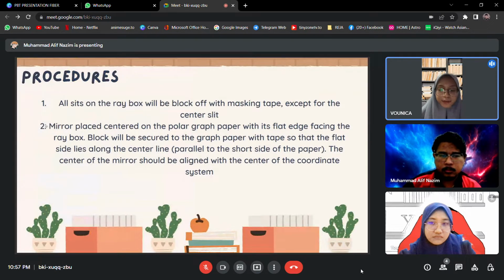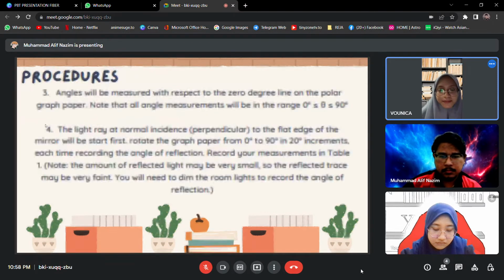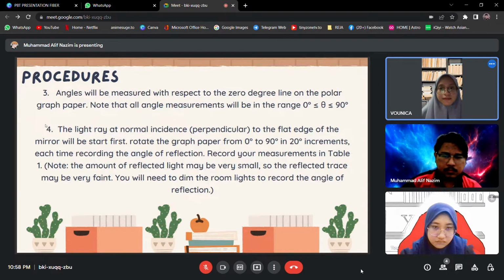So we will measure the angle with respect to the 0-degree line. All the angle measurements will be more than 0 degrees and less than 90 degrees. The light ray at normal incidence to the flat edge of the mirror will be started first. Next, we will proceed from 0 degrees to 90 degrees in 20-degree increments, each time recording the angle of reflection. Next slide.